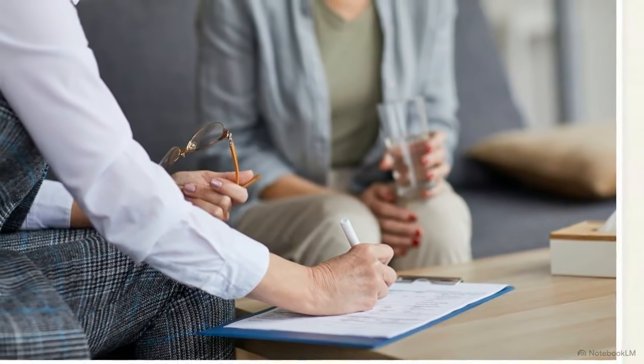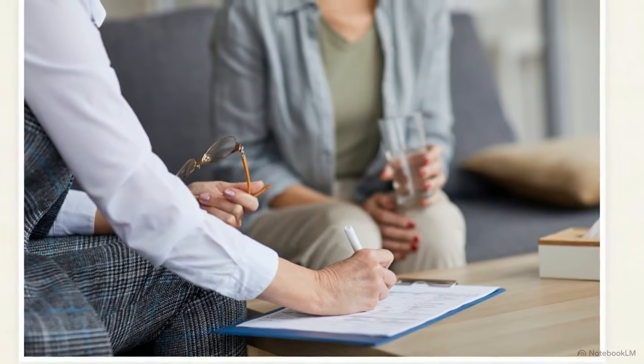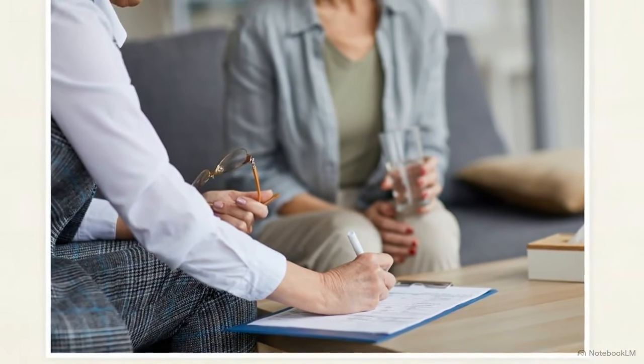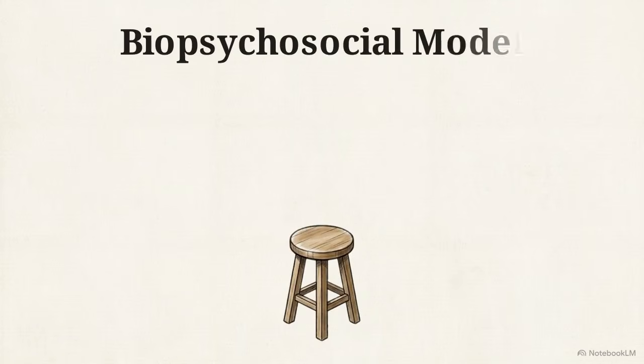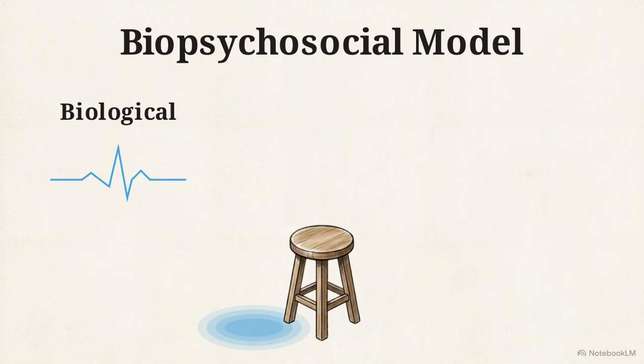Before asking a single question, establish a quiet, private, and distraction-free environment to build immediate trust. This 3-legged stool diagram represents the biopsychosocial model, the foundational architecture of your entire assessment. The first leg is the biological pillar. Here, you document physical health decline, specific withdrawal symptoms, and family genetic history.